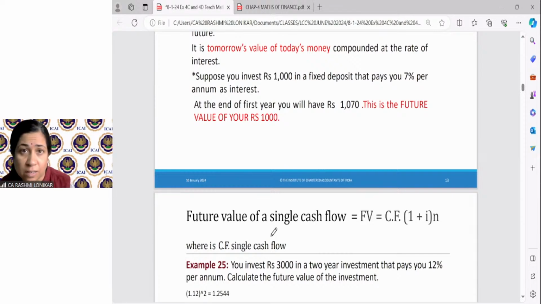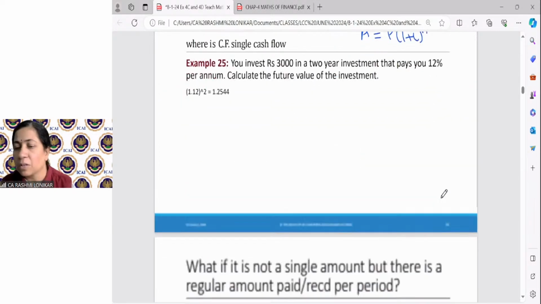Future value for a single cash flow is nothing but the formula for compound interest, which is equal to CF into 1 plus I raised to N. This is very similar to our A is equal to P into 1 plus I raised to N. As I told you, this is not into N but raised to N. So that was the first formula.